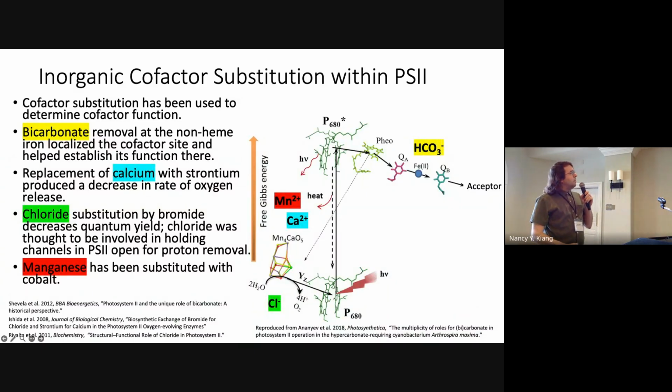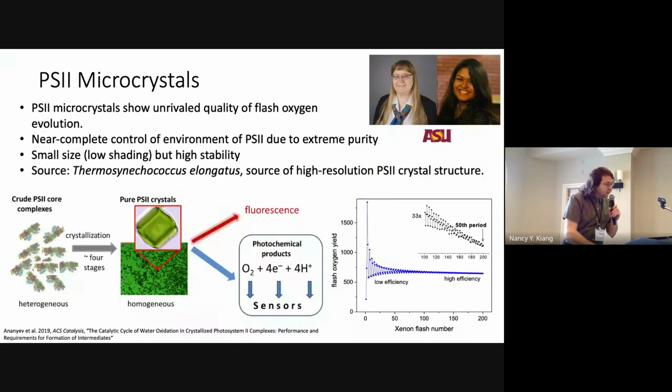Right, so it's possible to substitute several of the inorganic cofactors in photosystem 2. I am not going to talk about what you can do with the bicarbonate or the chloride in photosystem 2 today, but I am going to talk about the things that are directly in the oxygen evolving complex. So your calcium and your manganese, you can successfully replace, as Junko said, the calcium with strontium. And we have been able to replace the manganese with cobalt.